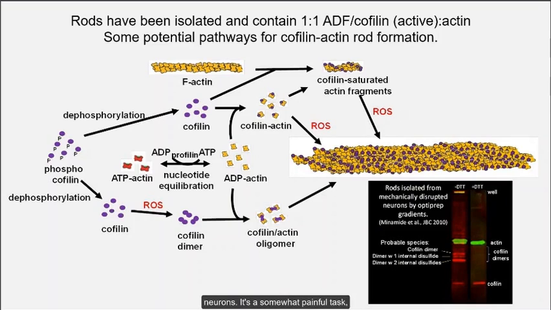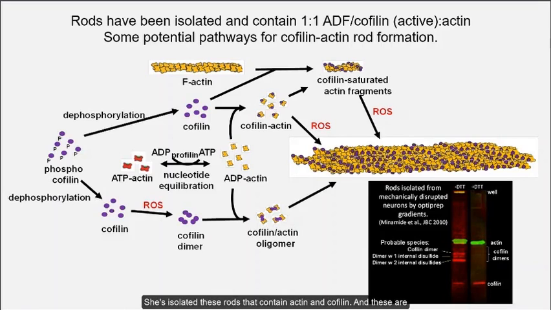Lori has isolated these rods from neurons. It's a somewhat painful task because you have to manually lyse them all, and therefore you have to pass them through different size syringe needles, starting with scraping the neurons that have these rods off the dish. You have to depolymerize the microtubules so that you don't end up with fragments of microtubule that are exactly the same density as rods when you do the sedimentation and isolation on gradients. But she's isolated these rods.